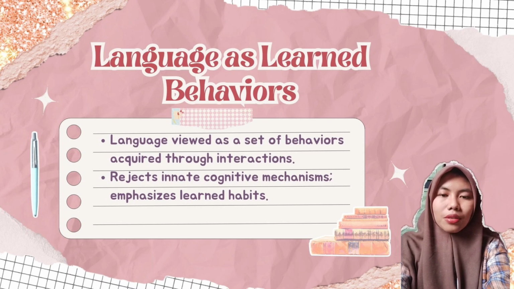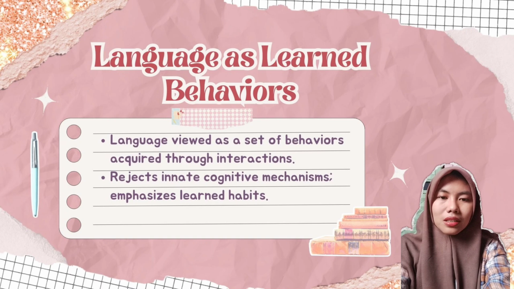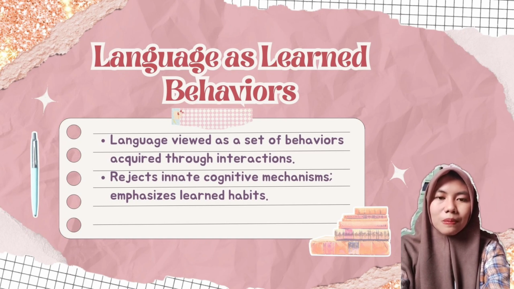Language is viewed as a set of learned behaviors that are acquired through interaction with one's surroundings. According to this perspective, children gradually develop language skills by imitating the words and sentences they hear from others. When their utterances are positively reinforced through attention, praise, or understanding from caregivers, children are likely to repeat these utterances.